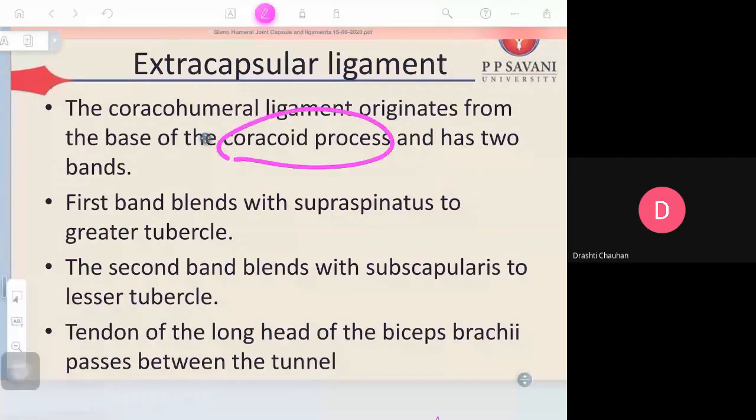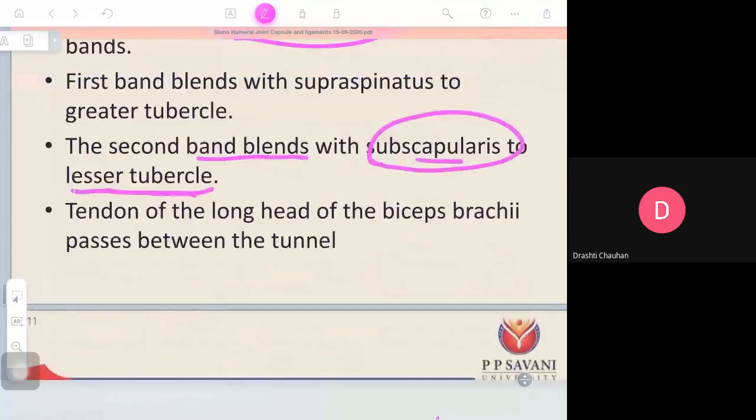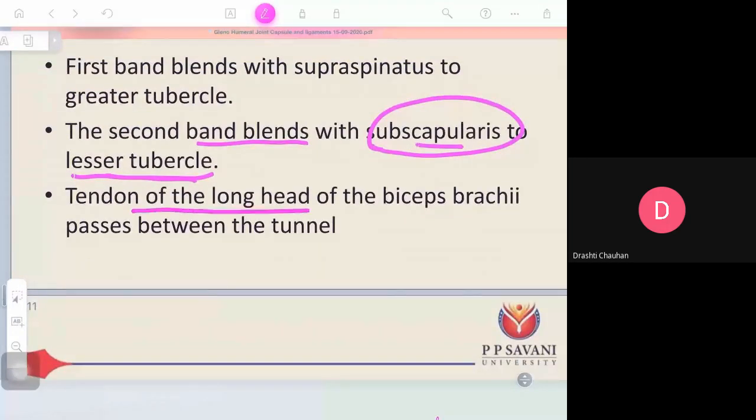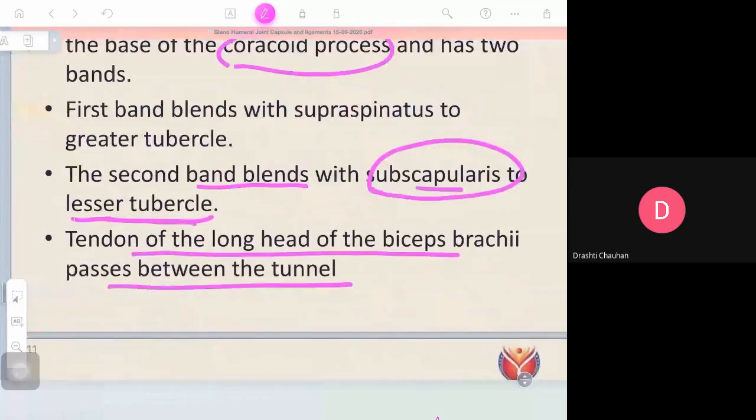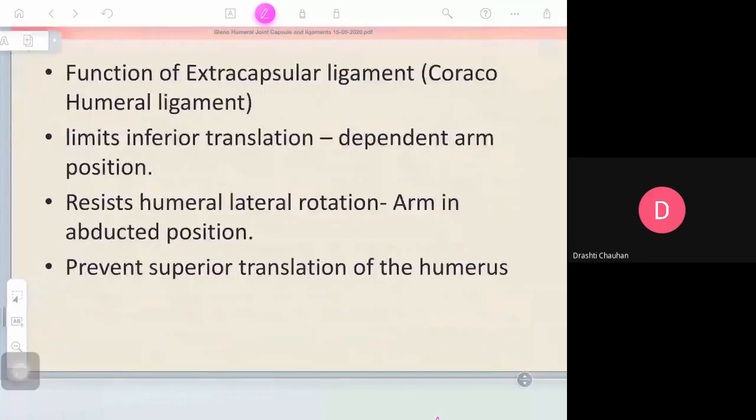But it blends. What is the meaning of blend? Blend means it mixes up. It mixes with the subscapularis muscle. And you know the subscapularis muscle is inserted in the lesser tubercle. So the second band blends with this muscle and attaches to the lesser tubercle. Clear? So the third point: the tendon of the long head of biceps passes through this tunnel. In between the extracapsular ligament bands, the biceps tendon comes out. So this is the function.